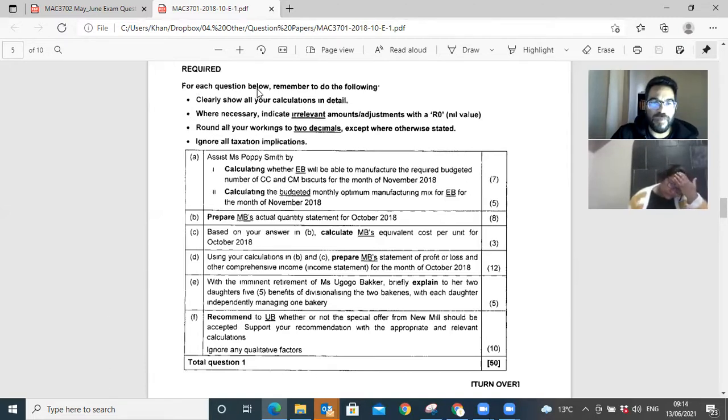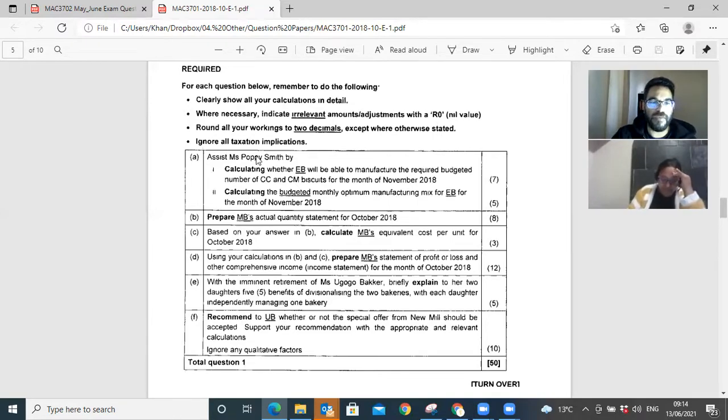So for each question below, remember to do the following: clearly show all your workings. Where necessary, indicate irrelevant amounts or adjustments with a null value. Remember, in cost accounting, very important, you get marks for that. Round off all workings to 2 decimals except where otherwise stated.